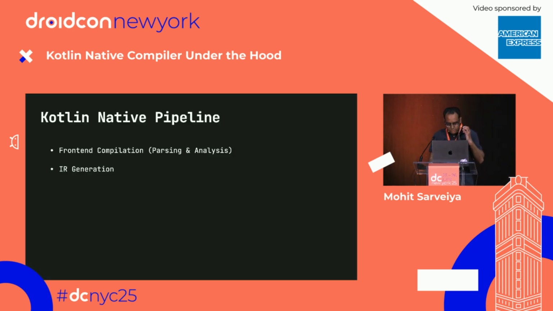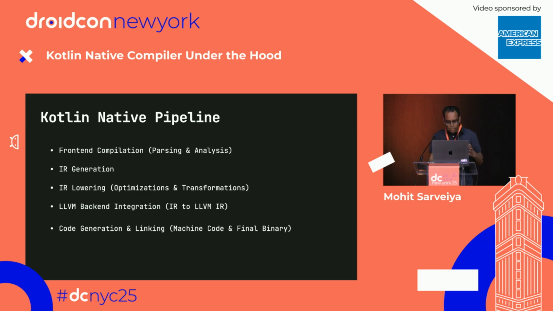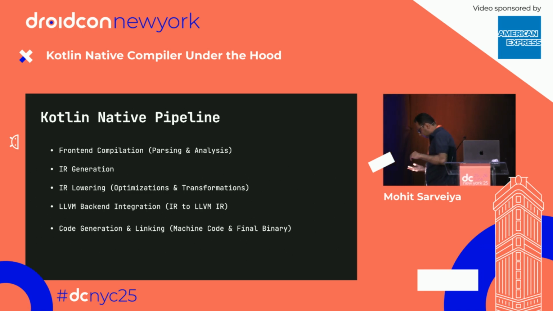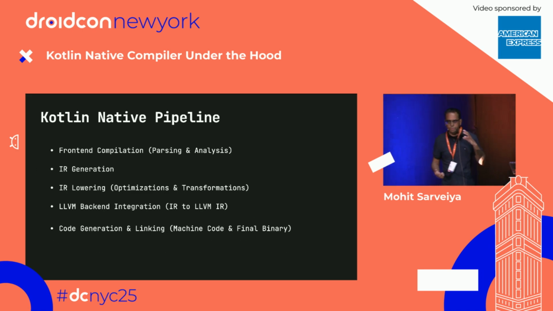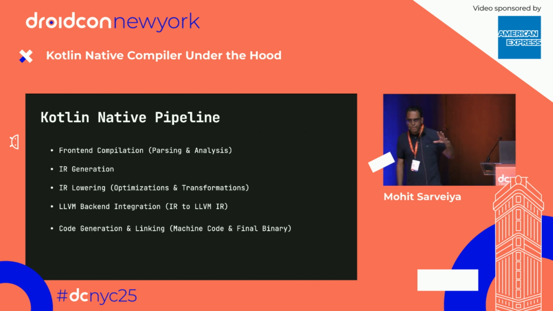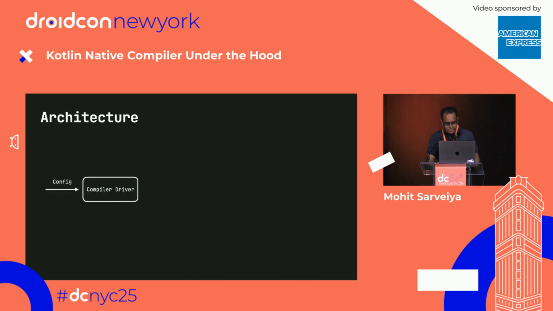These are the steps. First thing I need to do, just as you would on a JVM, is look at your Kotlin code and do some form of analysis on it. I need to hook into the existing compiler. Then I need to go to the back end of the process and use LLVM. So how does that work? This is the architecture.